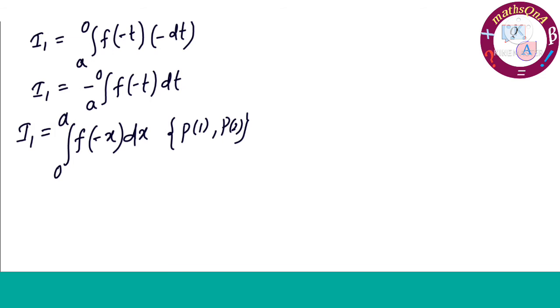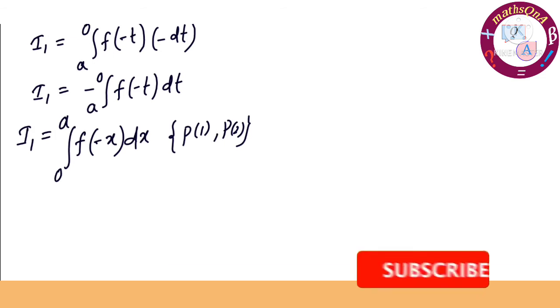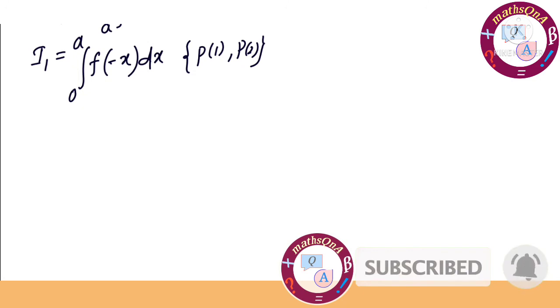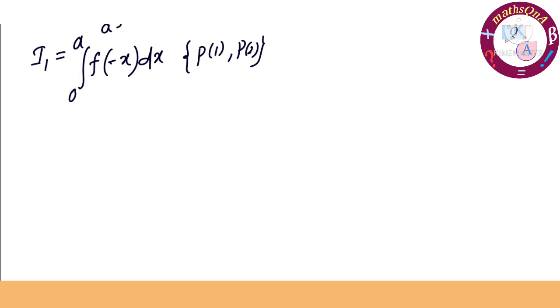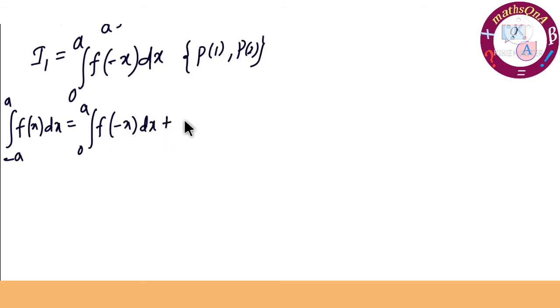This I1 value, we have to put in the above equation. Then the equation becomes integration of minus a to plus a f of x dx is equal to integration of 0 to a f of minus x dx plus integration of 0 to a f of x dx. Okay, we have put the I1 value here. So this is equal to C. Here there are two conditions.